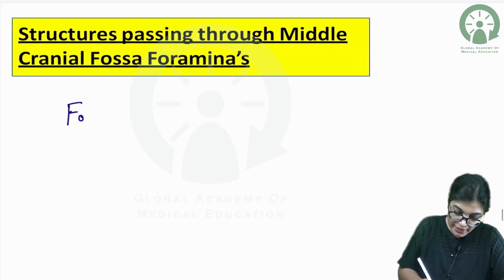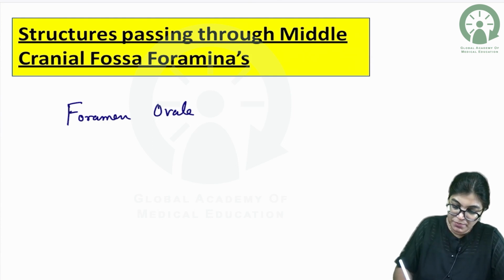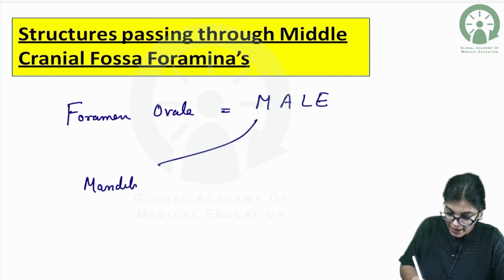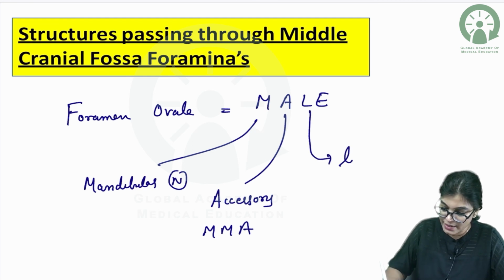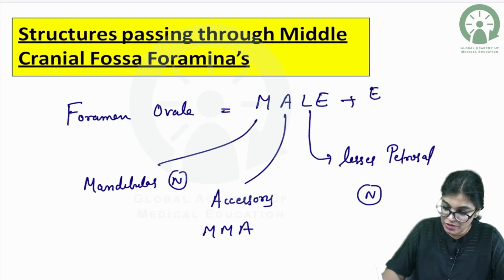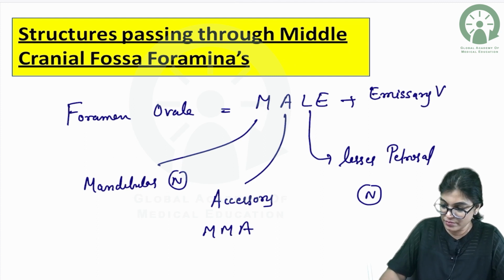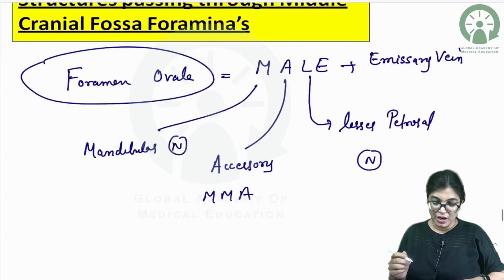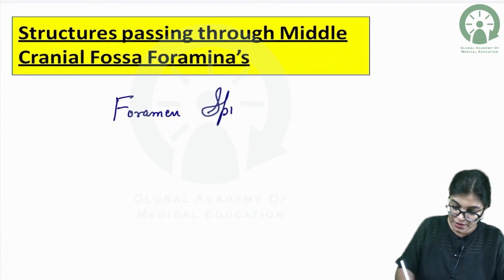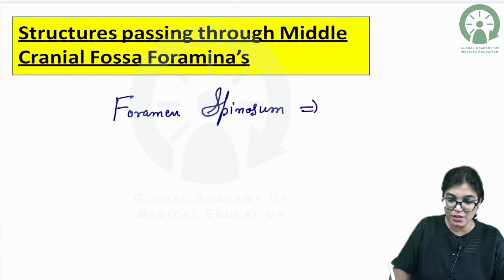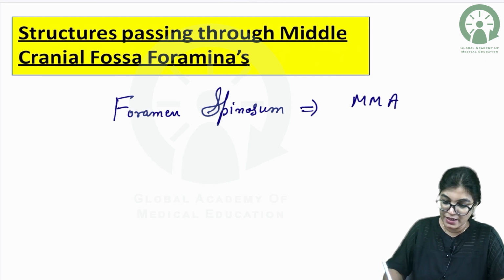Through foramen ovale, what passes? MALE passes, M-A-L-E. Here M stands for mandibular nerve, A stands for accessory meningeal artery, L stands for lesser petrosal nerve, and E stands for emissary vein. Now, let's talk about foramen spinosum. The structures passing through foramen spinosum are the middle meningeal artery and nervus spinosus.